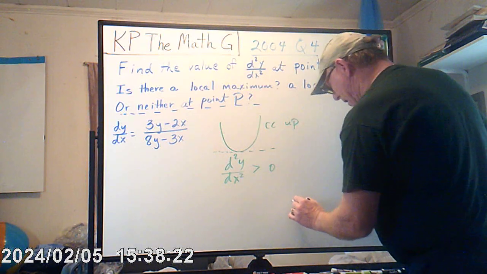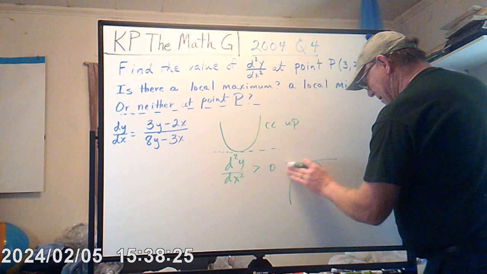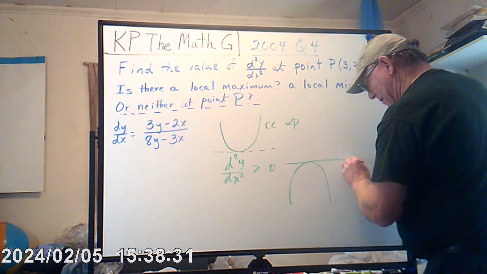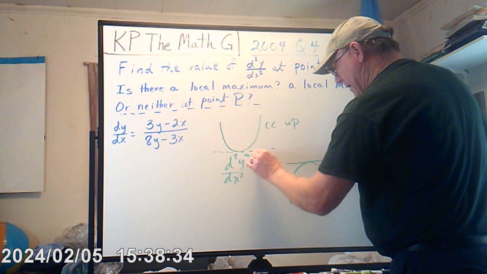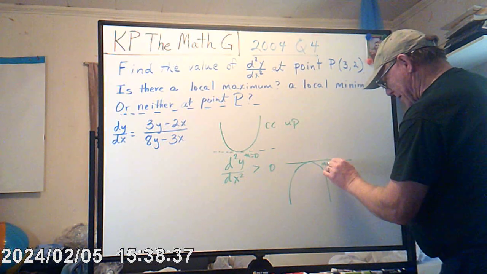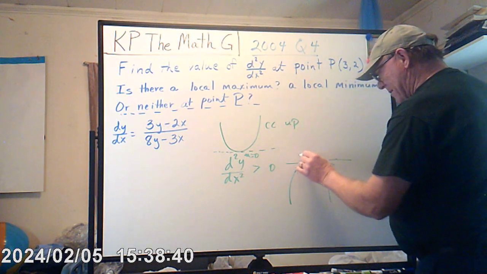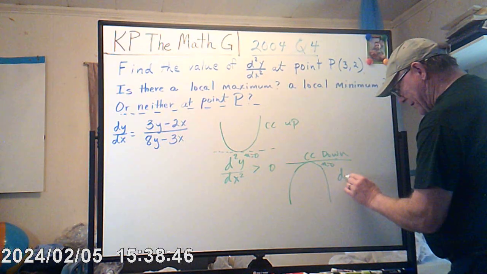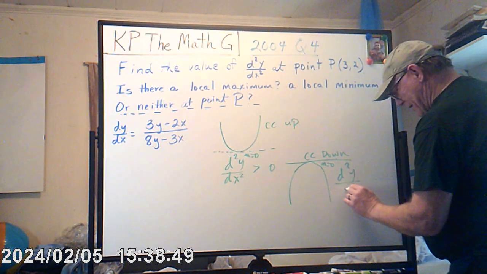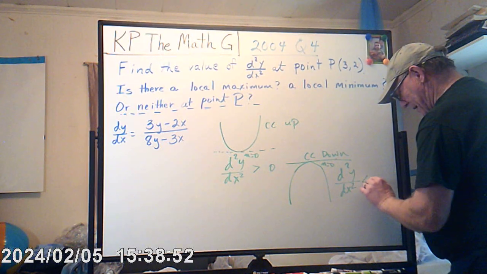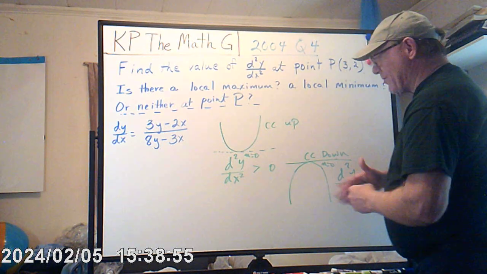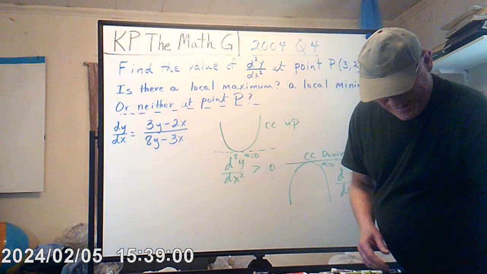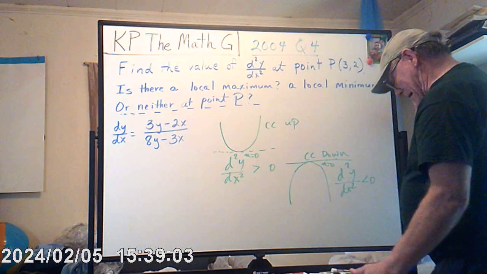If it's concave down, I drew that very fast, I'm sorry. If it's concave down, here's our slope being 0 here. Our slope here is equal to 0. Then this is concave down, and that simply means that this second derivative is less than 0. I have a feeling it's going to be one of these two. As a matter of fact, I already know which one it is.